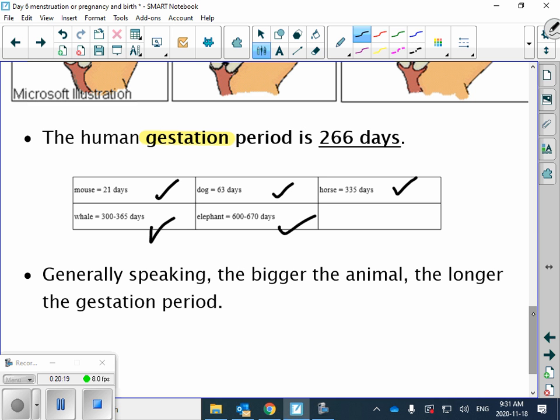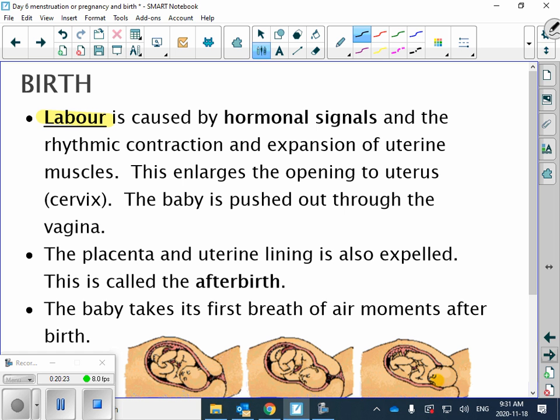Any questions? Okay, we're just going to quickly go through the pieces on birth. And then that's it for today. So labor is caused by hormonal signals, and basically the rhythmic contraction of the uterine muscle. So we said the uterus was a pear-shaped muscle. So that muscle starts to contract. Those contractions tell the brain to make a hormone called oxytocin.